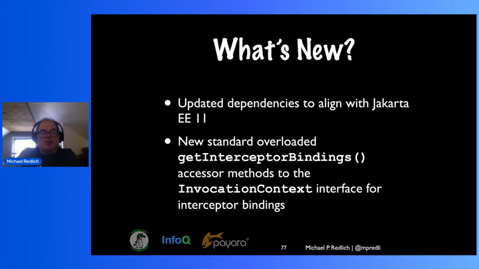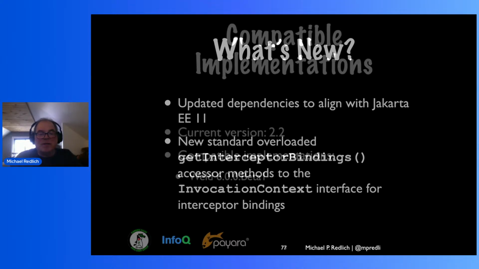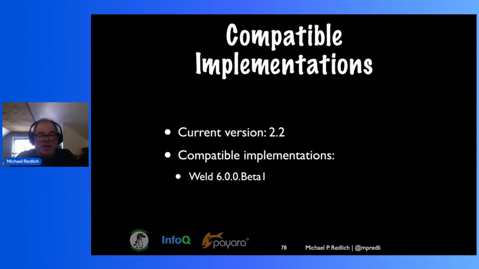What's new there too is updated dependencies that align with Jakarta EE 11 and a standard overloaded getInterceptorBindings method on the InvocationContext interface. All right. 2.2 is the current version, and Weld is also a compatible implementation for that.